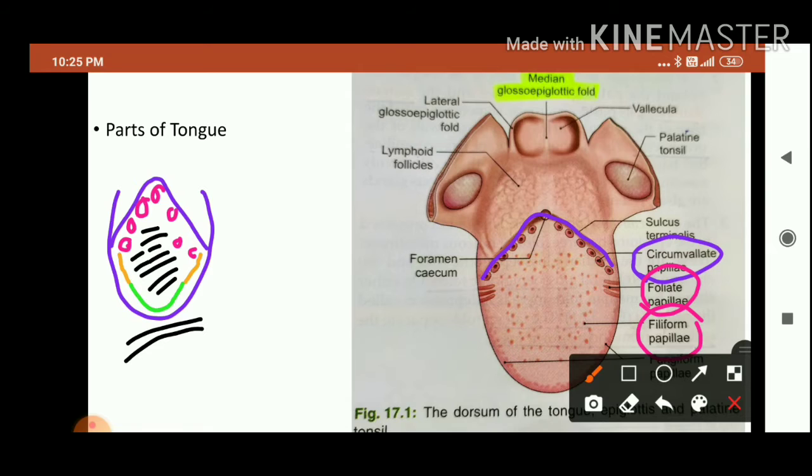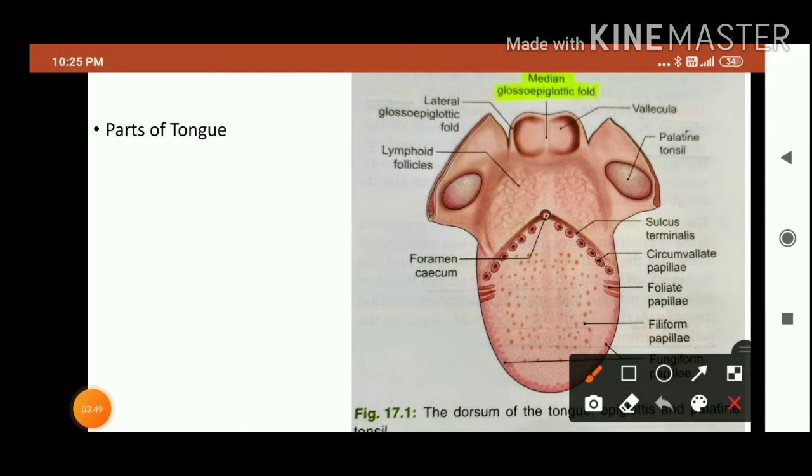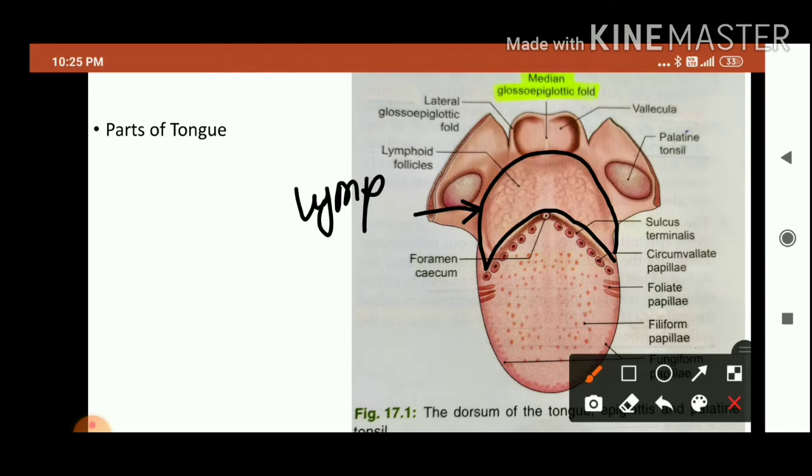Okay, now we come to the posterior part of the tongue. So what is the characteristic feature of the posterior part of the tongue? Remember that the posterior part of the tongue is also known as the lymphoid part. Yes, why is this called the lymphoid part? Because the lymphoid follicles are present, and these lymphoid follicles actually aggregate to form the palatine tonsil. We know that the palatine tonsil is an aggregation of lymphoid follicles.